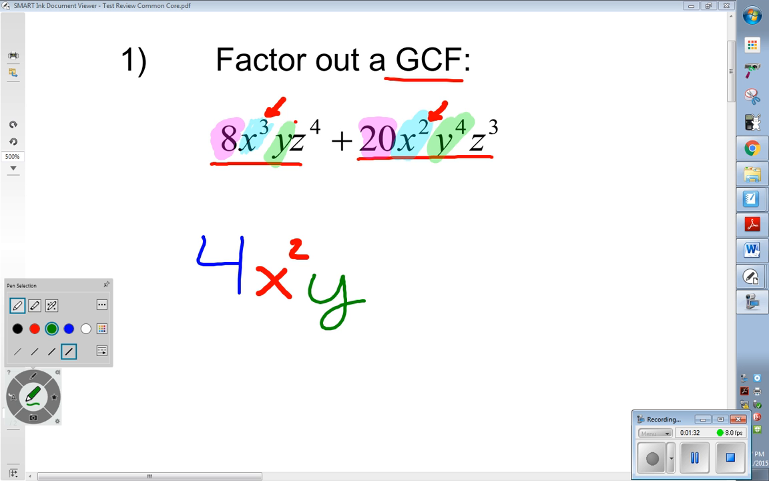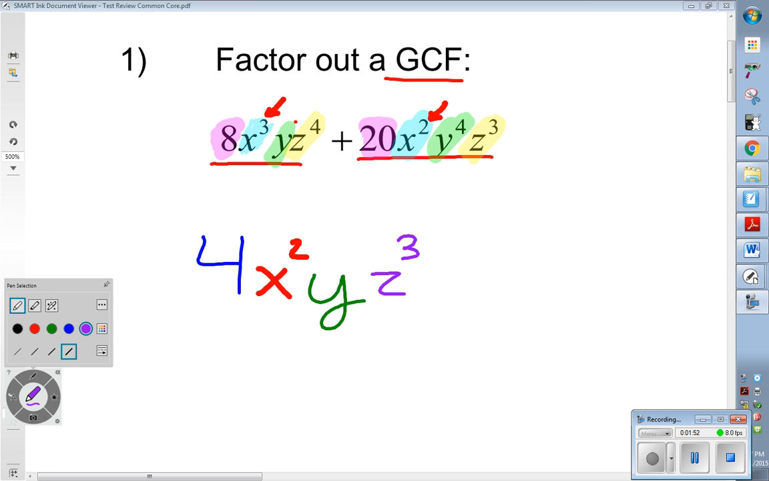And then finally look at the last part here. I've got z to the 4th, so I can take 4 out of that one. But this one I can only take 3 out of. So I'm going to take z cubed out of both things.